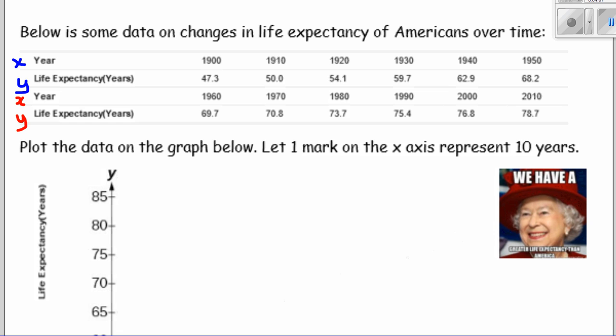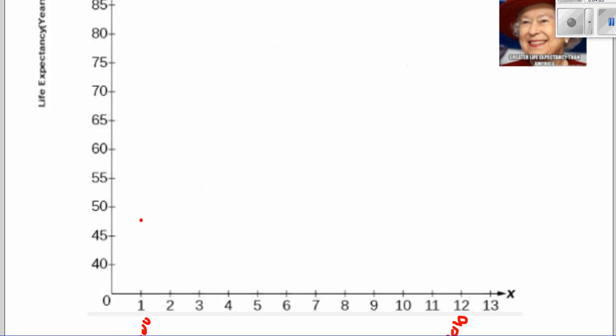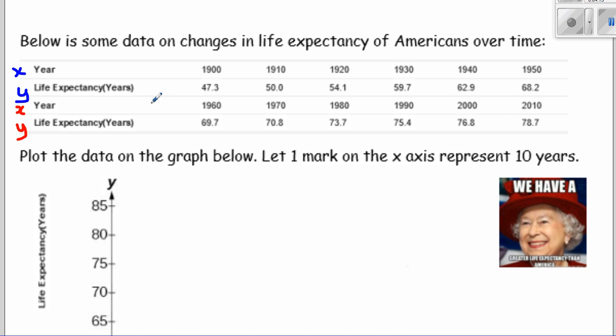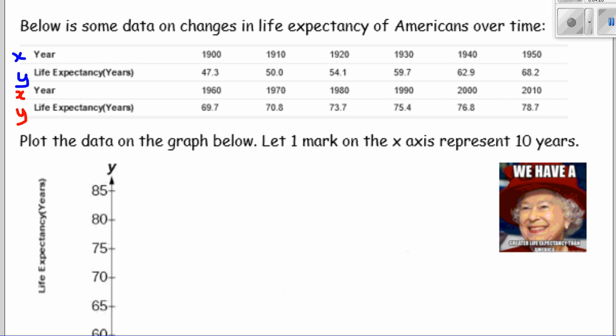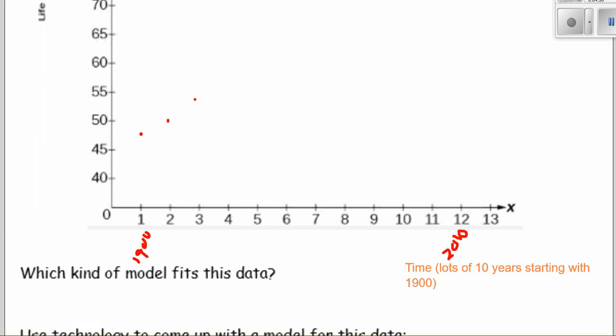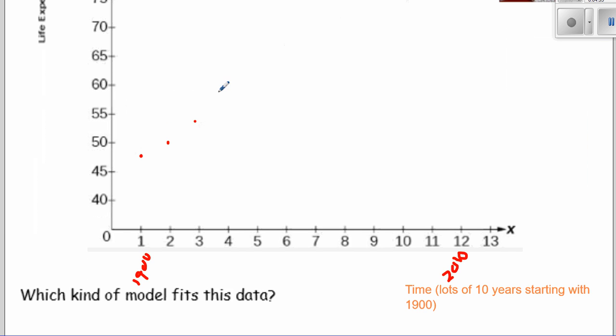1910, 50.0. 1910's about here. Again, it's a bit hard for me to be accurate, so hopefully yours is better. 1920, 54.1. 1920's here. 54.1 would be a bit higher, pretty close to 55, just a bit below. What do we got here? 1930, 59.7. 59.7 is a bit more level, pretty close to 60, isn't it?